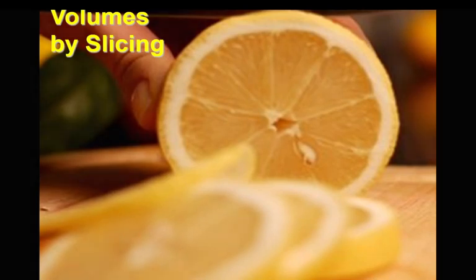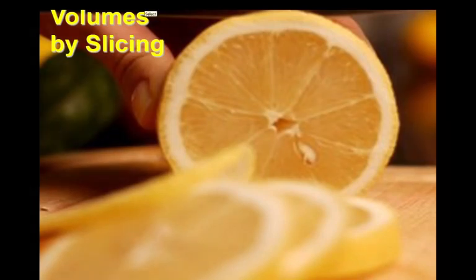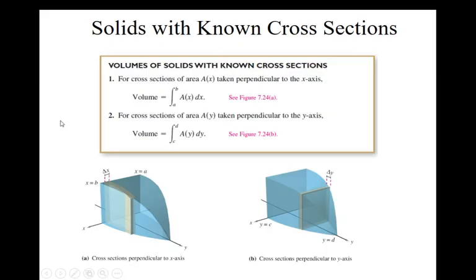Today's volume we're going to do is basically what we call cross-sectional volume, or volume by slicing. So, volumes of solids with known cross-sections. For cross-sectional area, depending on whether we're taking our volume where the cross-section is perpendicular to the x or the y, we have two different equations. Just like we had with bounded area, if we chose horizontal strips versus vertical strips. So the volume equations deal with which way is my height, or which way are my cross-sections perpendicular.